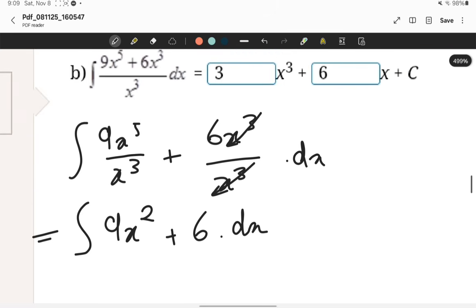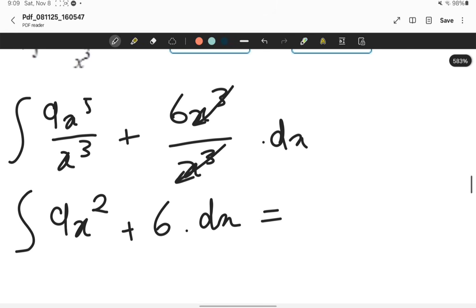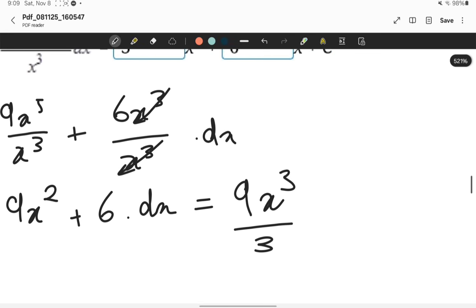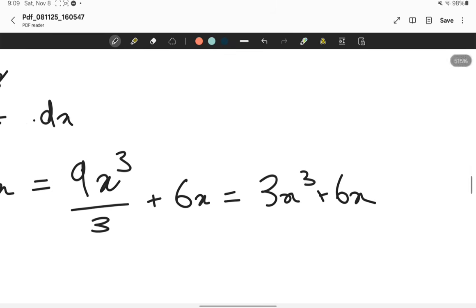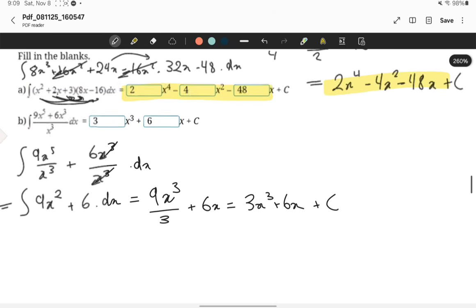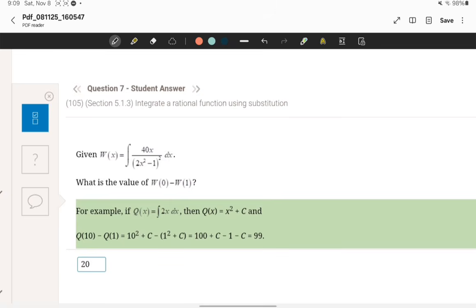There's dx, so you can now integrate. So this is 9x cubed divided by 3 plus 6x. Okay, simplify this, you get 3x cubed plus 6x plus c. 3x cubed plus 6x plus c, and that's your final answer.